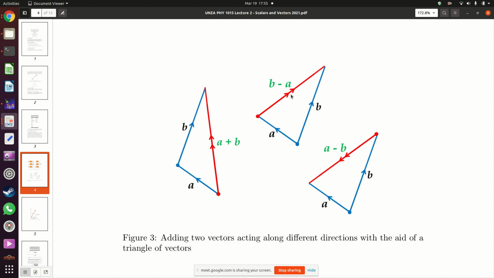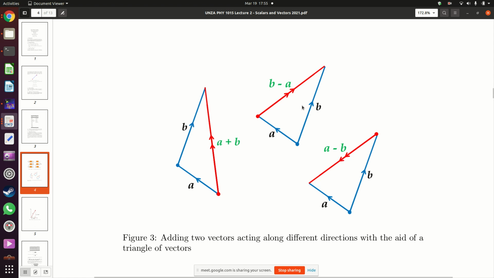There is a third triangle here. With the third triangle, I start from the top there. I move in a direction opposite B. So I move down like this. So I'm moving in a direction opposite B. That is minus B. Then after I finish moving in a direction opposite B, I move along A. So what I have is minus B plus A. Minus B plus A is the same as A minus B. So in effect, I'm moving from there all the way down up to here.